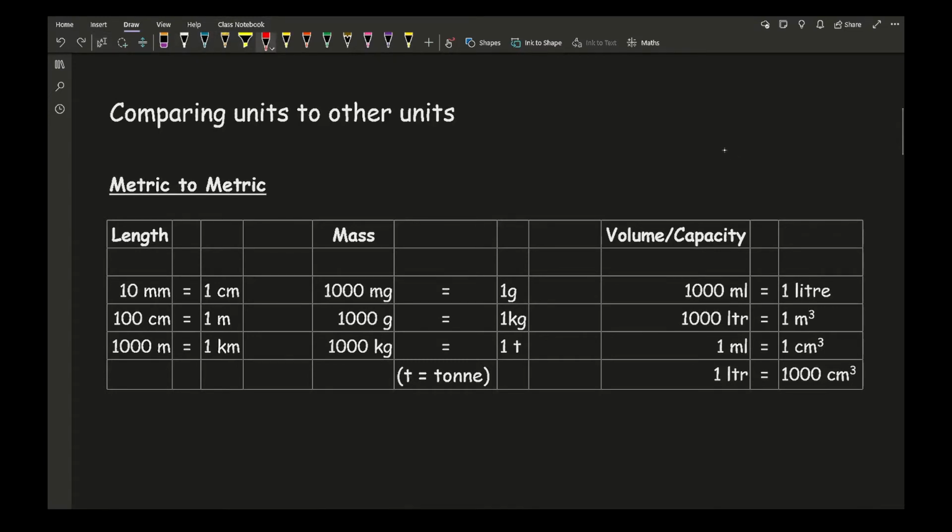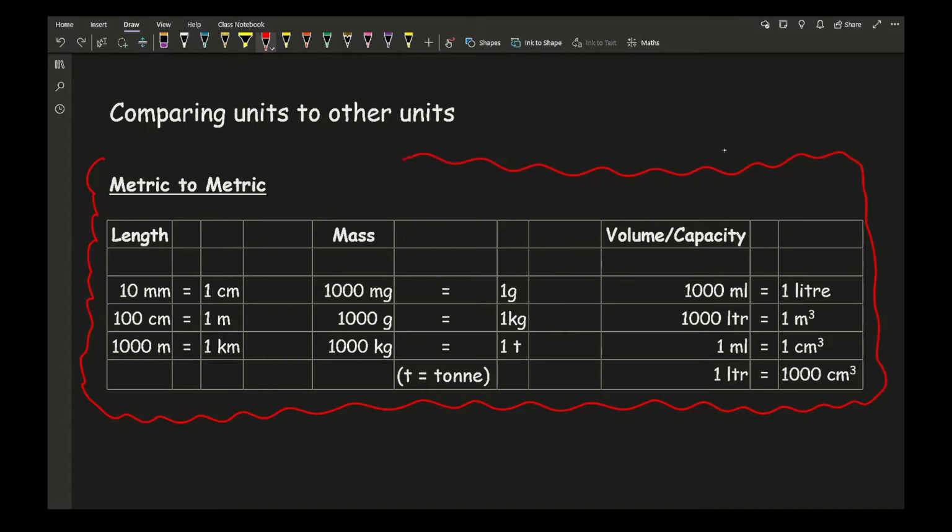Now, when it comes to comparing units to other units, here what we've got is metric to metric units. It is really important that you learn these conversions. As mentioned in the previous video, the advantage of working with metric units is that going from one unit to another, it's basically increasing it by a power of 10. So for example, to get from millimeters to centimeters, there's 10 millimeters in 1 centimeter, 100 centimeters in 1 meter, 1,000 meters in 1 kilometer, and the same thing applies with grams and kilograms, and then you've got milliliters and liters.